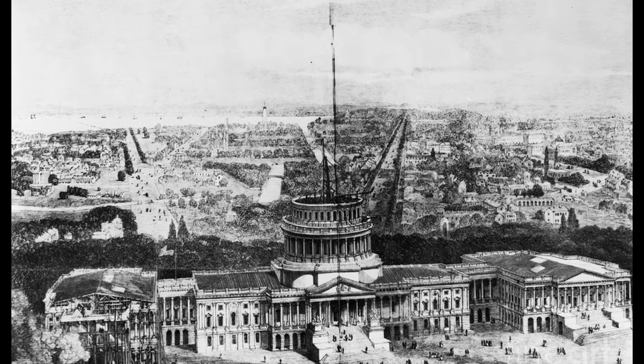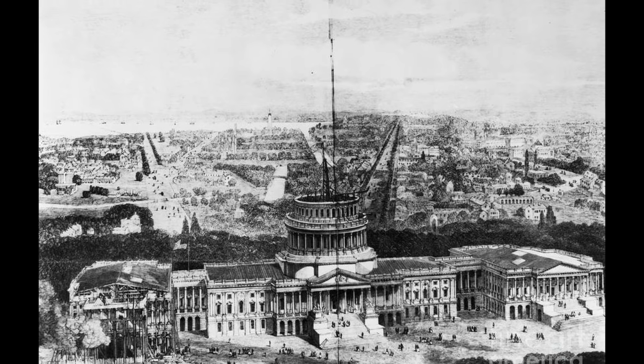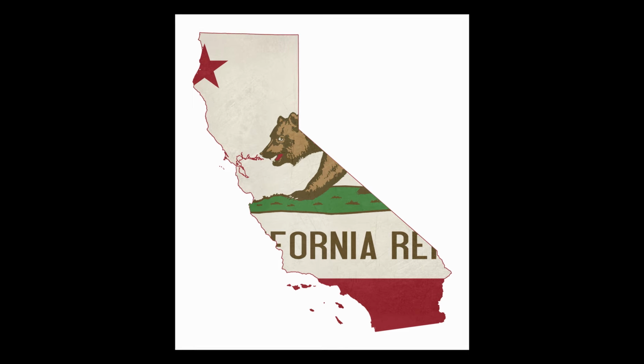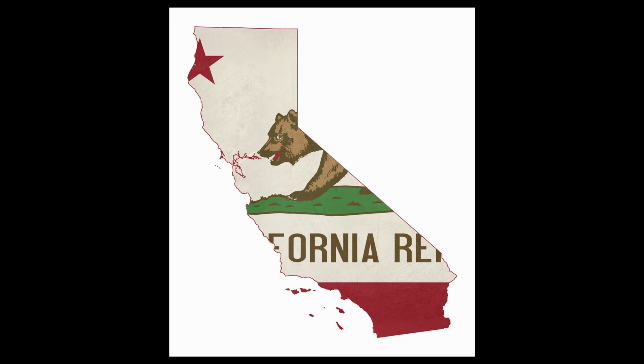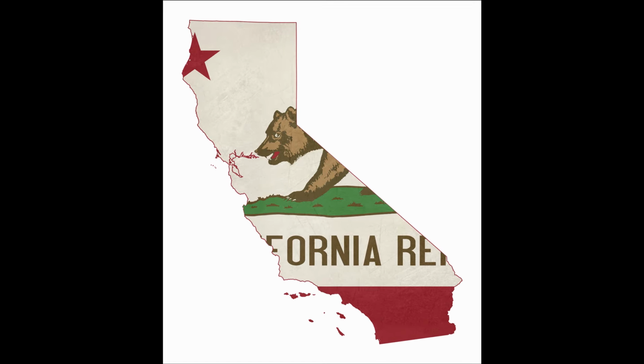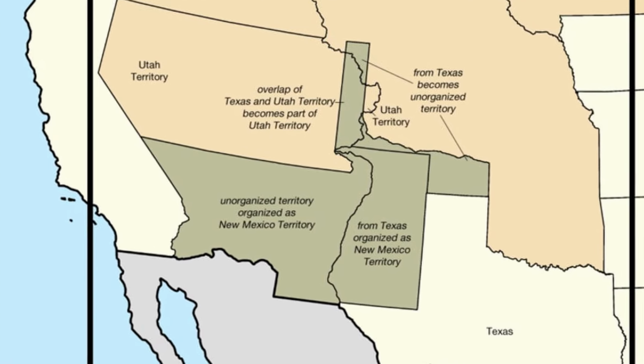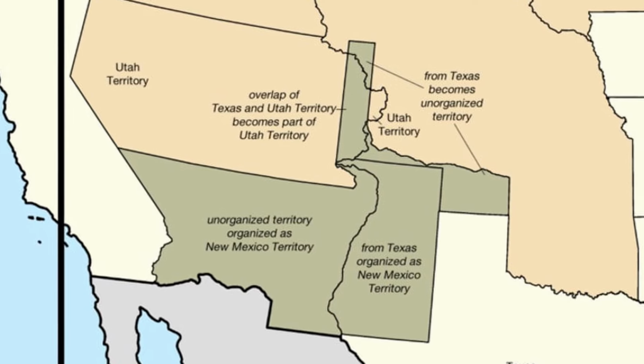One bill permitted slavery in Washington, D.C., at the same time outlawing the slave trade. A second bill added California to the Union as a free state, while a third established Utah and New Mexico as territories, leaving the free versus slavery decision to each individual region.